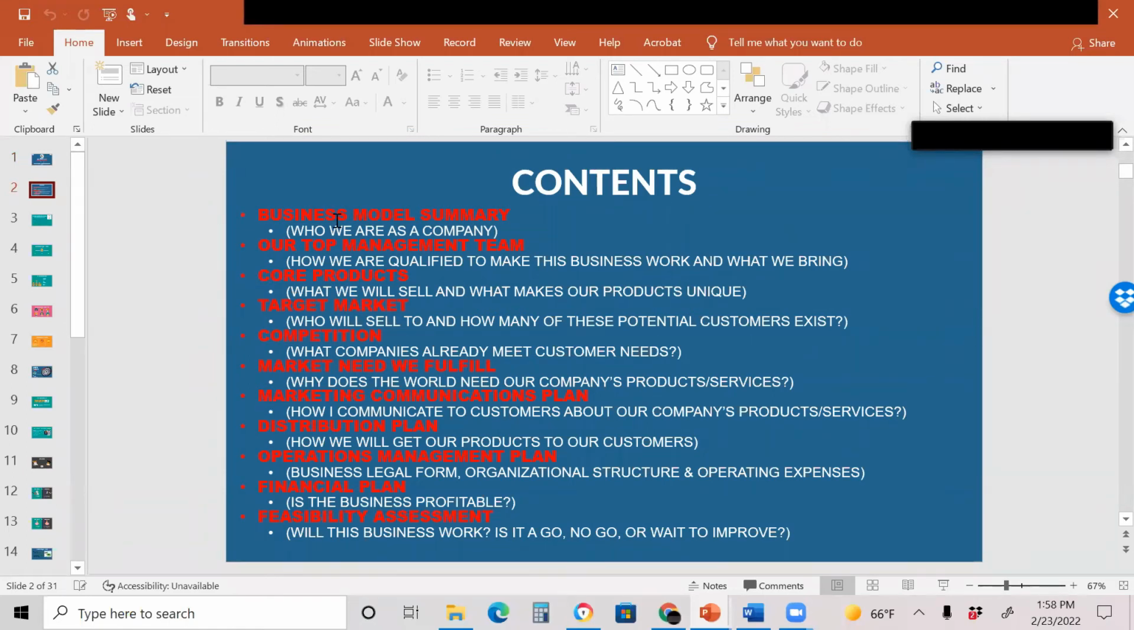You have this business model summary. You have a place for your top management team, your core products, your target market, a summary of your competition, a description of the market needs you fulfill, an abbreviated marketing communications plan, a distribution plan, an operations management plan, your financial plan. This is where you are going to be able to pop in your profit and loss statement, and then perhaps even your operating expenses budget, and then your feasibility assessment, which helps you decide whether or not this business is a go, a no-go, or a wait to improve.